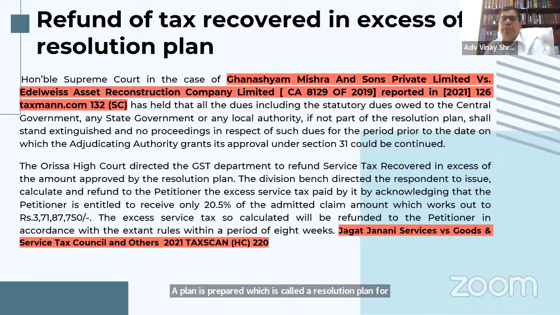And for the purpose of this revival, a cut in payment of the dues is suggested. So suppose the liability to the bank is 100 rupees, then the resolution plan may suggest that we will pay, say, only 50 rupees, 60 rupees, or 70 rupees. Now, there may be operational creditors also who have supplied the goods and services, and there may be tax dues also. Now, tax dues are treated at par with the operational creditors. Now, as part of this plan, suppose the tax due to be paid is determined at 20%.